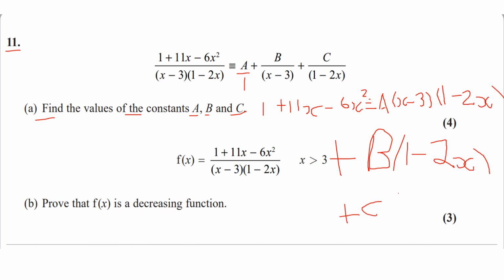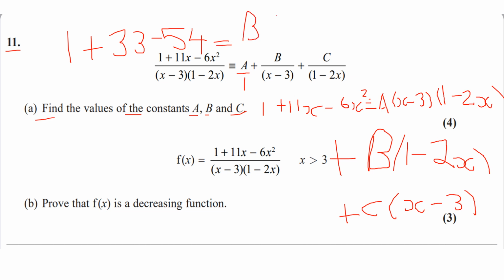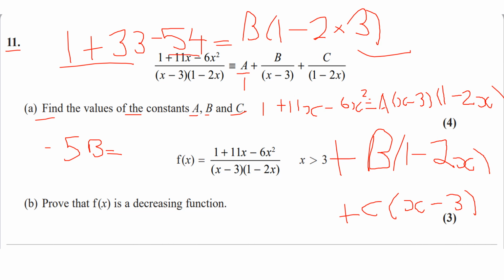Right, I'm now going to substitute in x is 3, x is a half to work out what b and c are, and then we'll try a different number to work out what a is. So when x is 3, we're going to have 1 plus 11 times 3, that'll be 33, minus 6 lots of 3 squared. 3 squared is 9, 6 times 9 will be 54. That's equal to b lots of 1 minus 2 times 3. So 1 minus 6, so we have minus 5b is equal to, let's be careful, 34 minus 54, that'll be minus 20. So b is equal to 4.